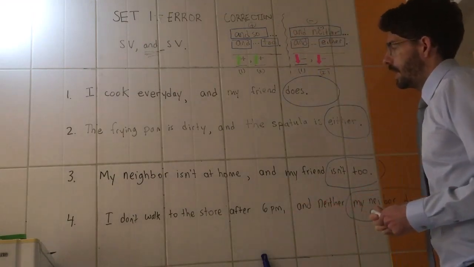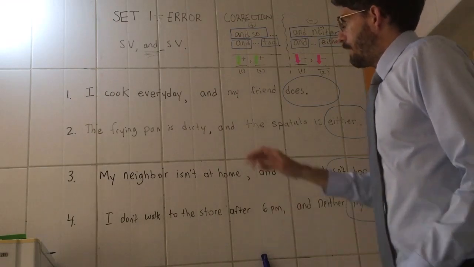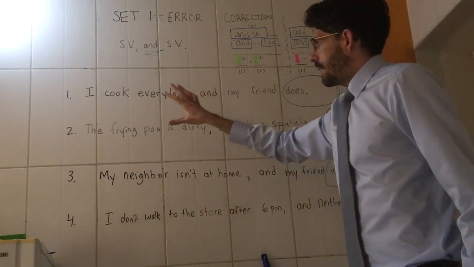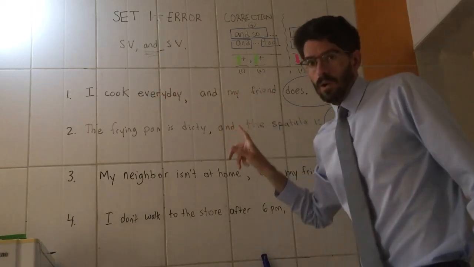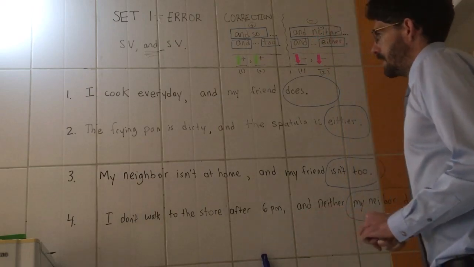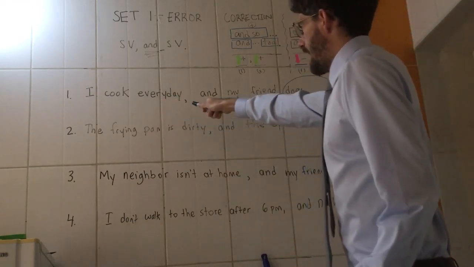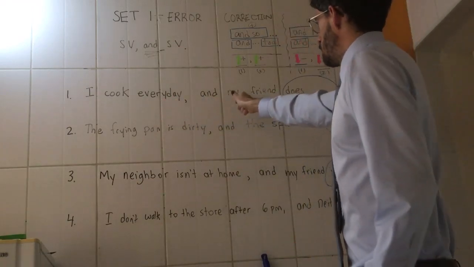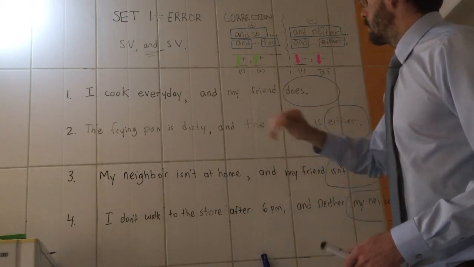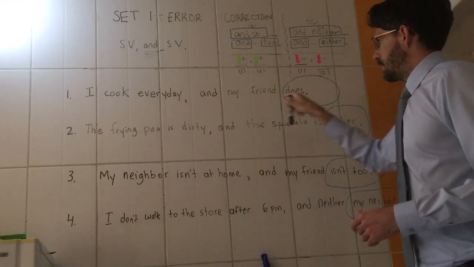Okay, so we have 4 sentences, and each sentence has one error, and we can fix the errors together. Okay, so number 1, I cook every day, comma, and my friend does. Okay, so what's missing here?